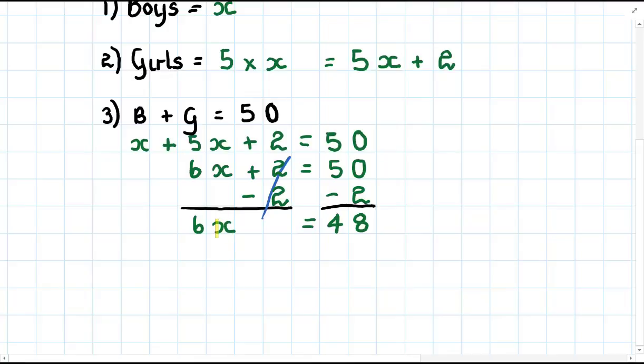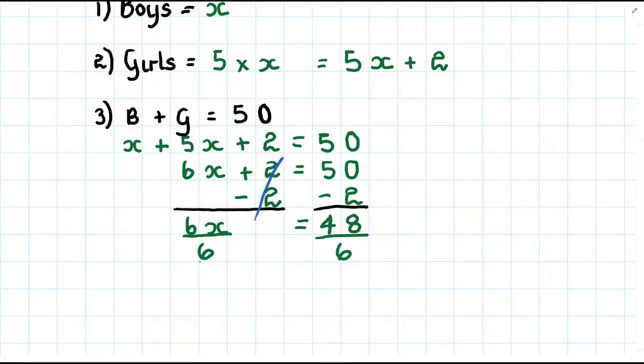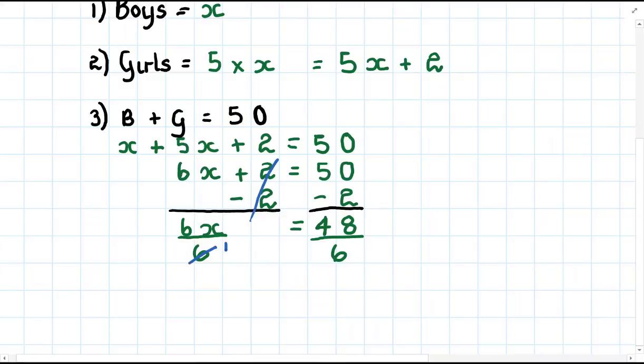We still need to get the x on its own. Now this is 6 times x. So to get x on its own, we need to divide. We need to undo the multiplication. So we divide both sides by 6. And we start cancelling out. 6 into 6 goes once. 6 into 6 goes once. That leaves us with just x on its own.